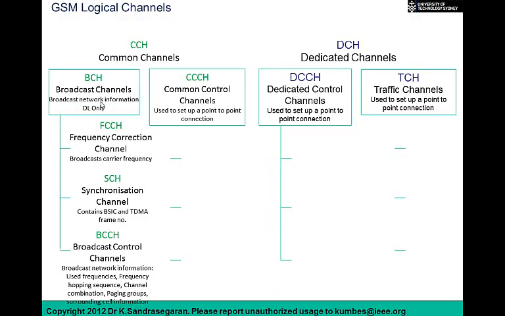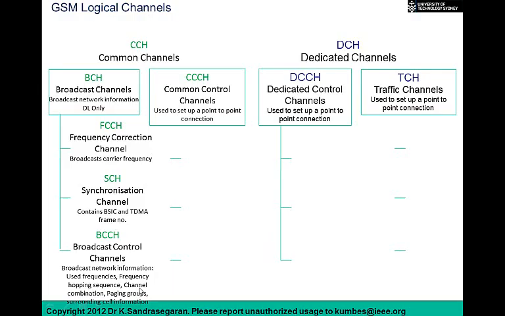The network has to inform the users about the carrier frequencies that are being used, essentially so that you can synchronize in frequency with the network properly. And then you also have to synchronize in time, so we need information about the TDMA frame numbers and so forth. That is done using the synchronization channel, and then a whole lot of other broadcast information.